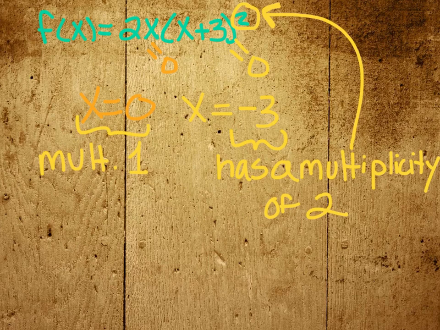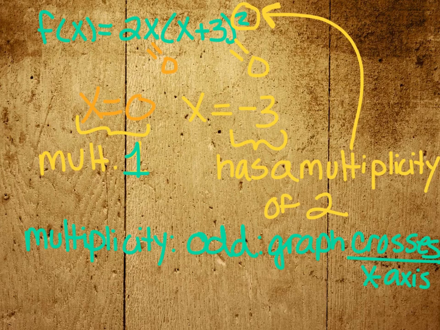So let's not define multiplicity, but let's write a note for ourselves about multiplicity. And that is, if your multiplicity is odd, so like this one, or if it was to the third power or the fifth power or any other odd power, then the graph crosses the x-axis at that zero. And if the multiplicity is even, like this one, then our graph is going to bounce on the x-axis. So when I go to graph this one, I know that I'm going to cross through the x-axis at x equals 0, and I know I'm going to bounce on the x-axis at x equals -3.